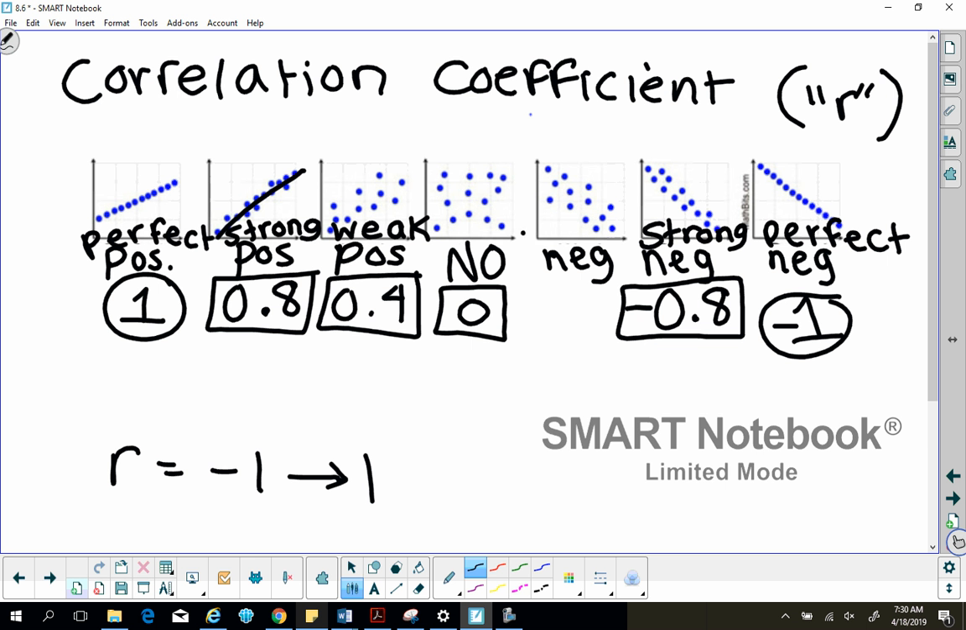And then this one is a weak negative. And so I could put -0.